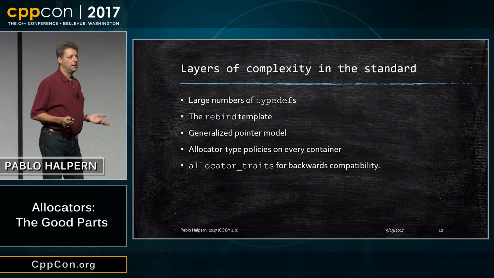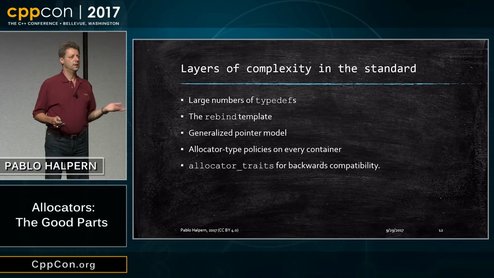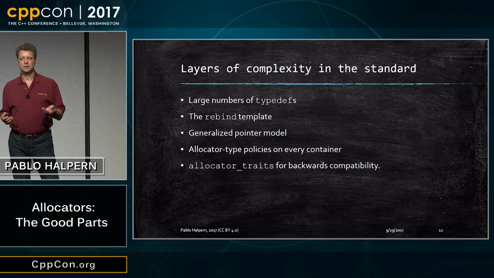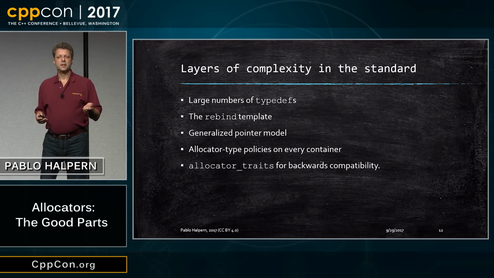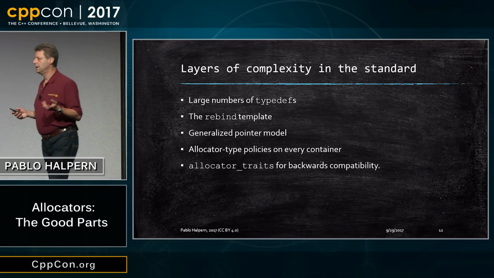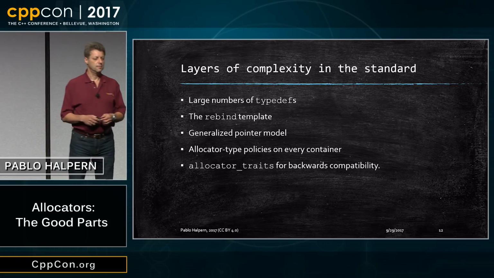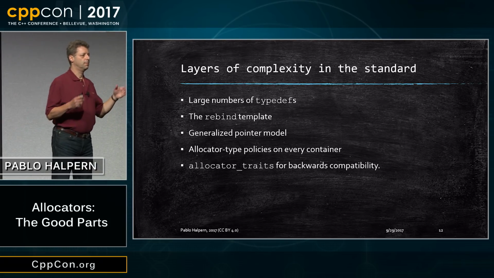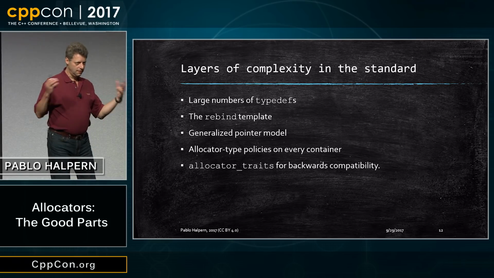There are a lot of typedefs. There's this rebind template that was invented in 98, and we had to sort of keep some semblance of it in 2011. There's this generalized pointer model that lets you create these special fancy pointers. It can be very useful when you need it, and they're totally in the way when you don't. The allocator type is a policy argument to every container that uses it. And then we have this allocator traits, adding one more layer.